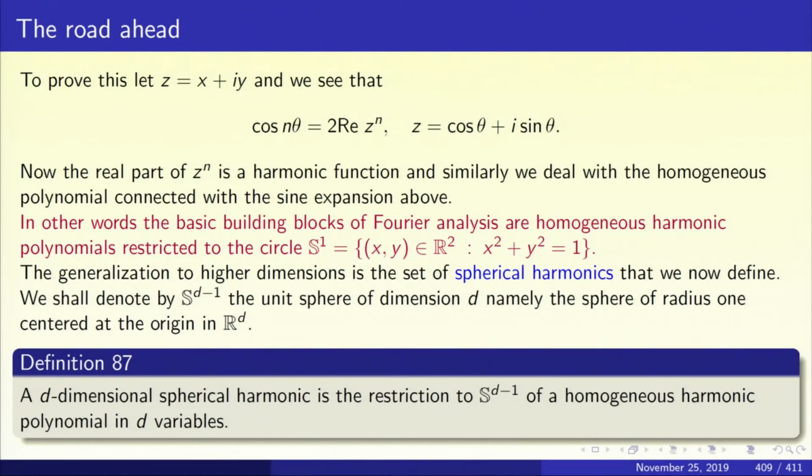You take the unit sphere S^(d-1) in the space of d dimensions, R^d, centered at the origin. So the d-dimensional spherical harmonic is a restriction to the sphere of a homogeneous harmonic polynomial in d variables. In other words, you take a polynomial in d variables which is homogeneous and which satisfies Laplace's equation, which is called a homogeneous harmonic polynomial, and restrict it to the unit sphere S^(d-1), and what you get is called a spherical harmonic.